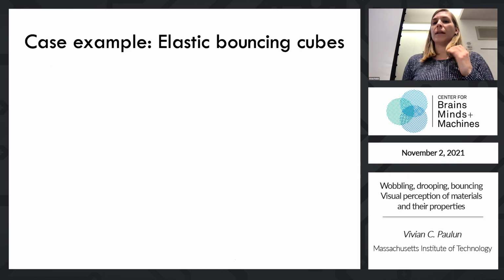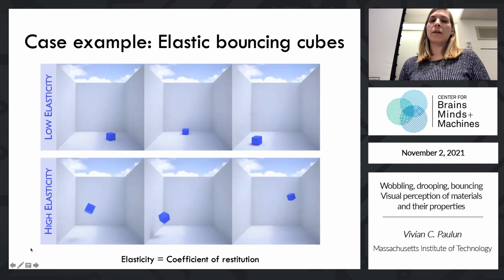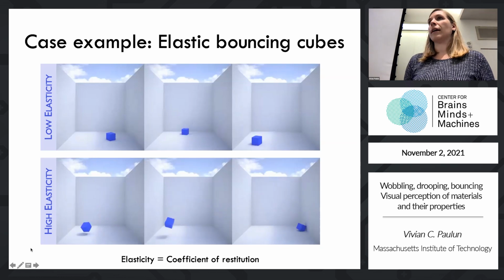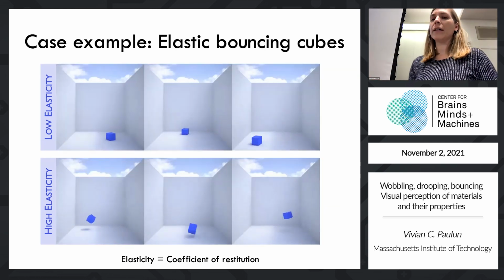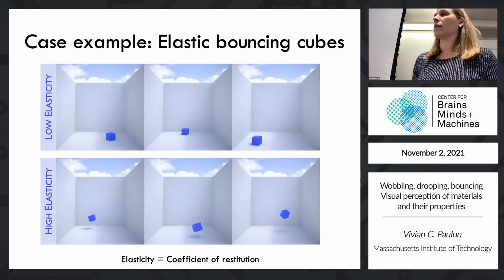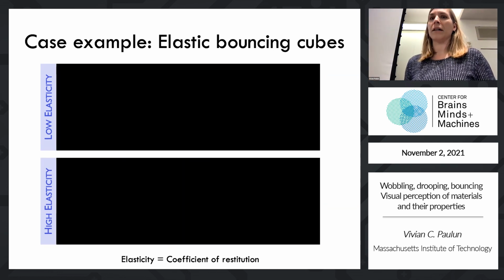And today I want to present a case example to study this phenomenon, and that's elastic bouncing cubes. Here are some examples. And when I say elasticity, what I mean is the coefficient of restitution, like you learn about in high school, so how much energy basically is retained at each bounce. And if you look at these videos here, you probably find it very easy to see that the clips on top show objects of lower elasticity and the ones on the bottom are highly elastic. This is almost trivial, right?